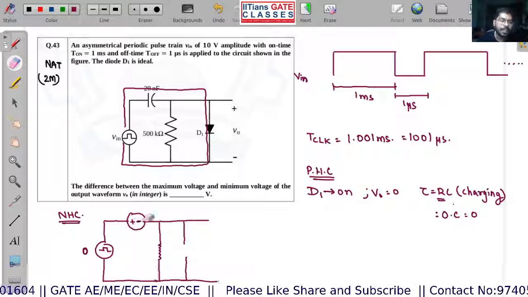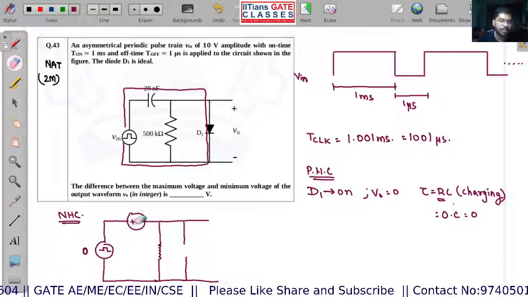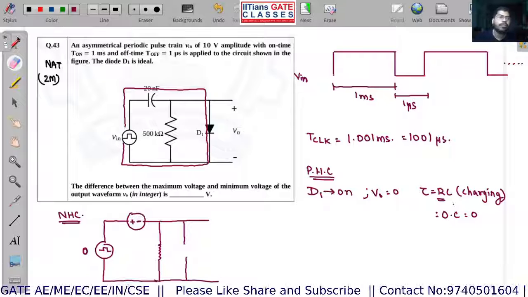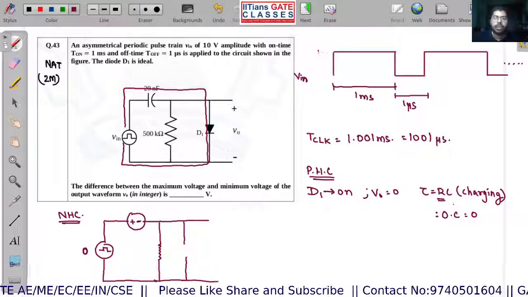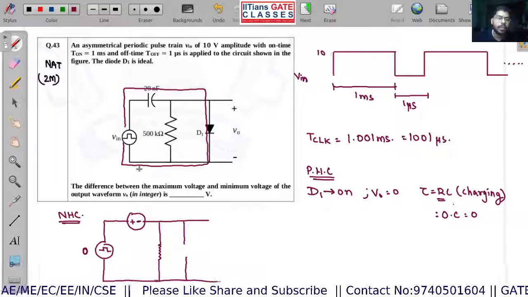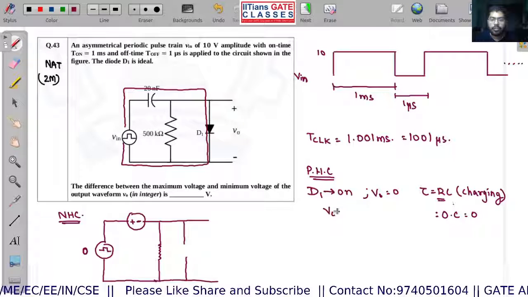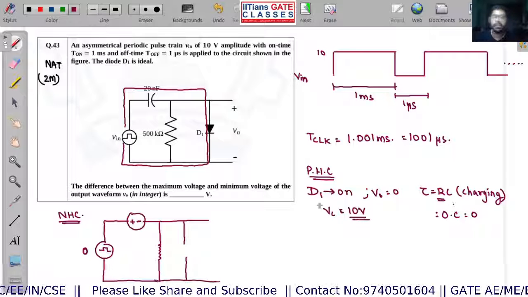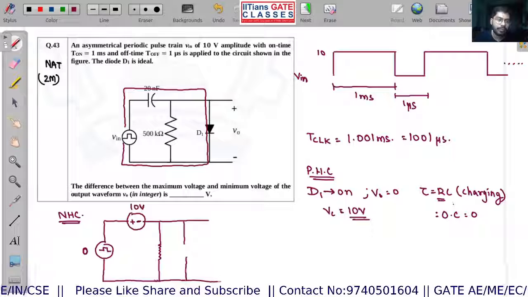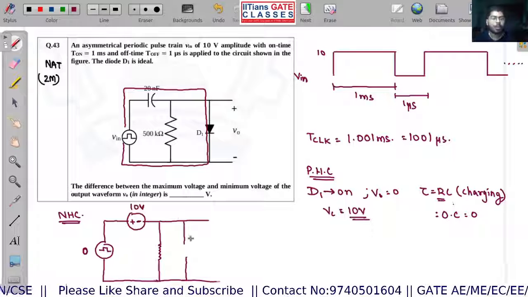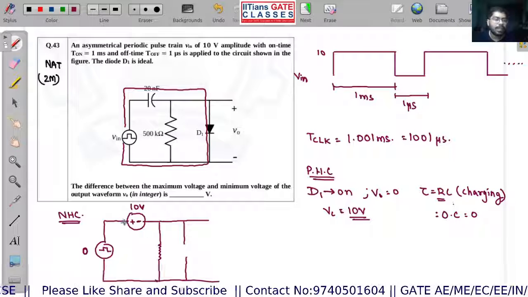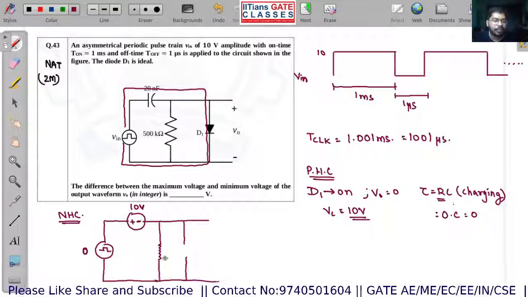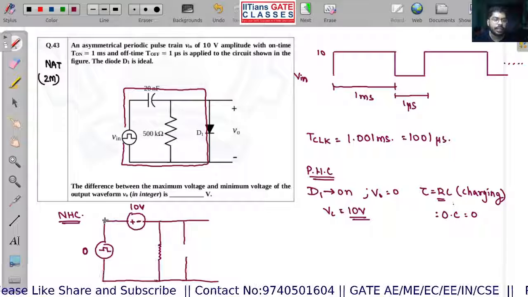Now this is the capacitor. This capacitor has an initial voltage of what? This was 10 volt. So immediately in the positive half cycle, VC became 10 volt because charging time is 0. So now this is 10 volt, fine. Now this capacitor will start discharging in this path, through this RC circuit.